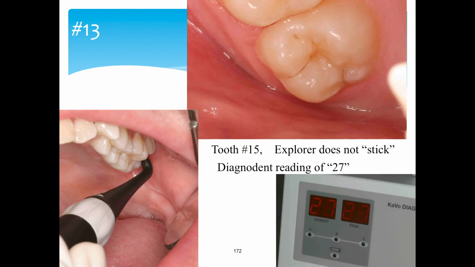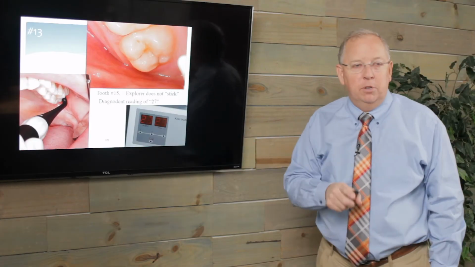Tooth number 15, the explorer does not stick. So there's no stick there. We put a diagonal on it and got a highest reading of 27. I picked that on purpose because below 20, everybody knows is not a cavity. Above 30, it's a cavity. 20 to 30 is a gray zone. Use your clinical judgment. So my answer here is use your clinical judgment.